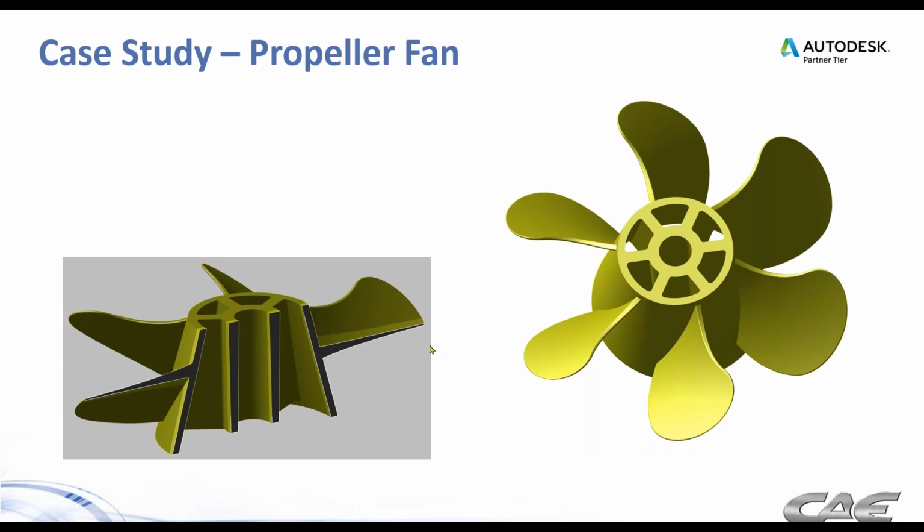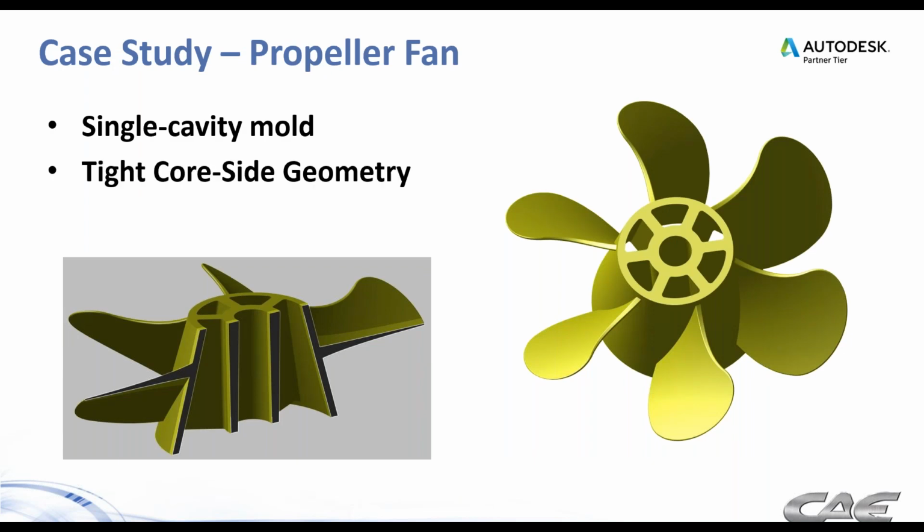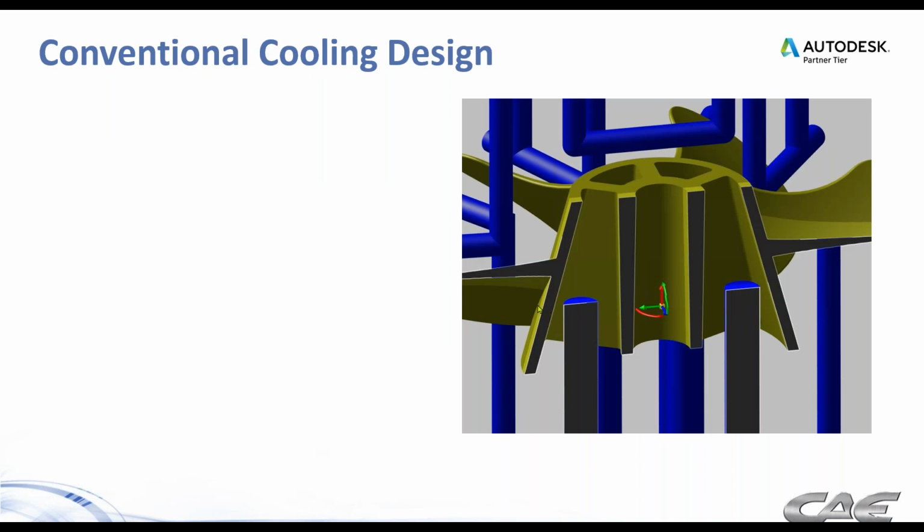Here's an example of a propeller fan blade type application. You can see we've got a single cavity mold. We've got a tight core side geometry where it's difficult to get drilled channels up into the deeper recesses of that area. And we have some thick walls in the hub as well. So a bit of a challenge for cooling that area.